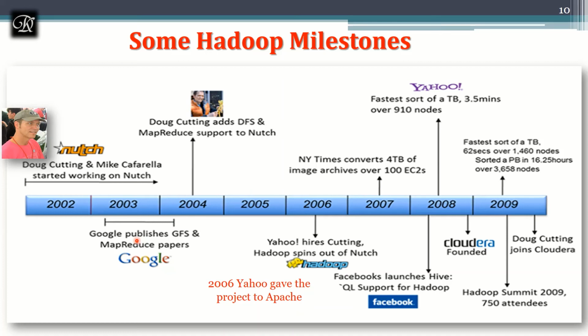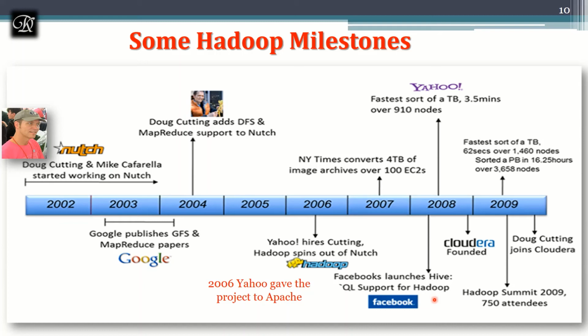EC2 is a term which you might have heard in cloud computing. EC2 is an instance which is created in the cloud, especially with the Amazon cloud. And Facebook launches one of the plugins, we can call it an add-on to Hadoop, that is called Hive, to support QL for Hadoop. It's kind of SQL type of language which is going to be supported in Hadoop. About Hive we will discuss in module 2 in detail, what exactly it is and how it's going to contribute to Hadoop.